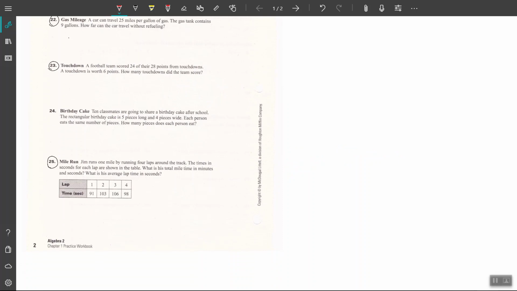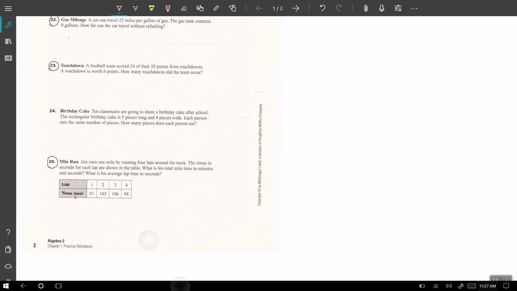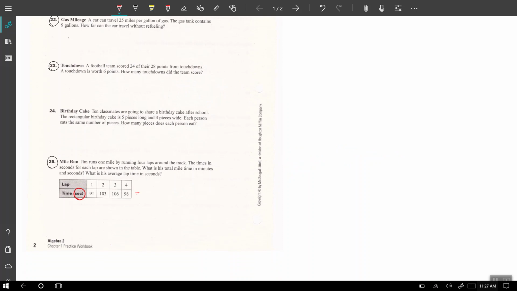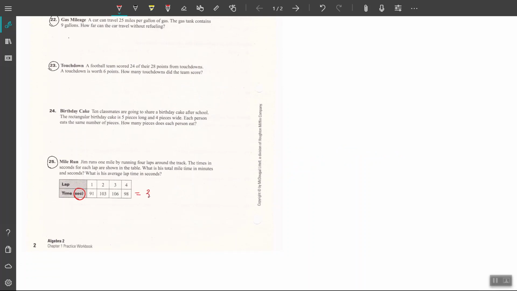We would need to add up all those seconds for each lap and give the total time in minutes and seconds. So they want you to convert it once you get the seconds added up. Give us the time in seconds here. Once you get those added up, we need to convert that into minutes and whatever remaining seconds are left.